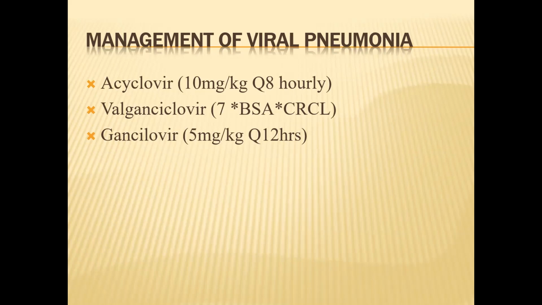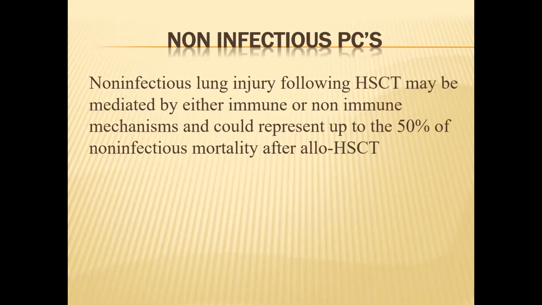If the patient has CMV, we start with ganciclovir or valganciclovir. Ganciclovir is the IV form, which we start at 5 mg per kg every 12 hours. And valganciclovir is the oral form, and it is given on the basis of BSA and creatinine clearance. So next slide, sir.